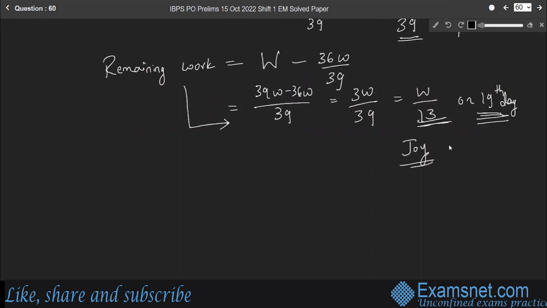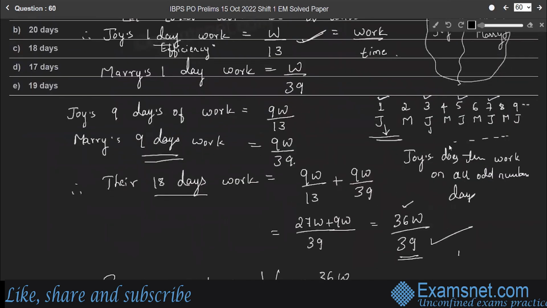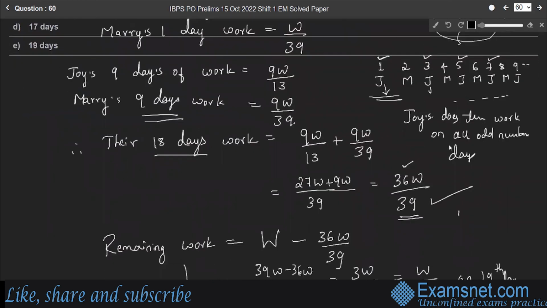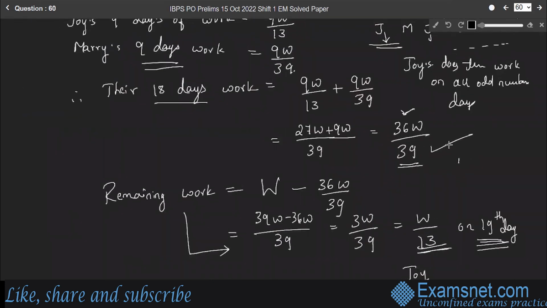Here we are using the trial and error method. You can take 2 days work, 3 days work, 4 days work, like that. So just keep that in your mind. The numerator should be less than the denominator, slightly less than the denominator. Then only we can calculate the remaining work.